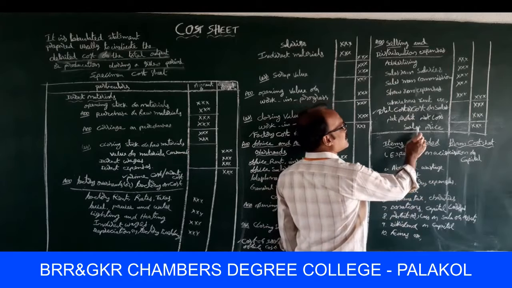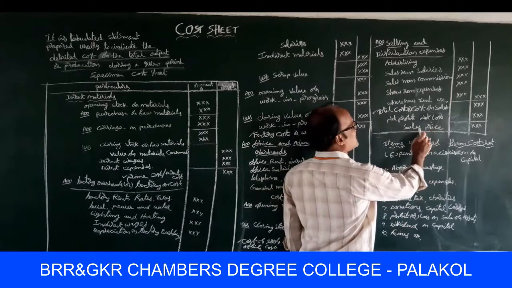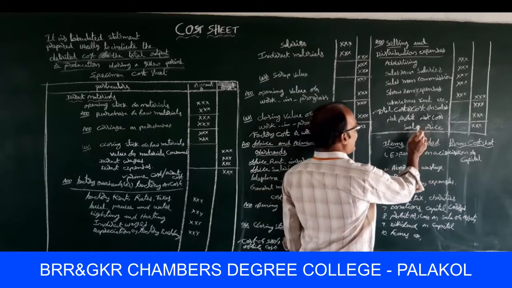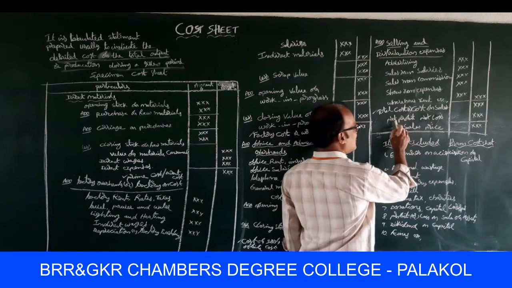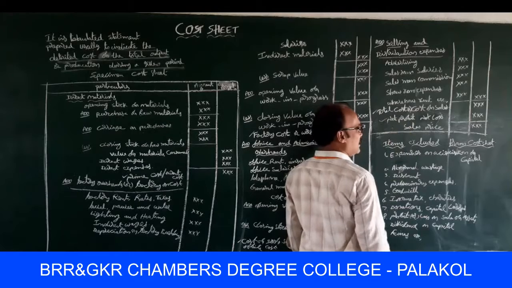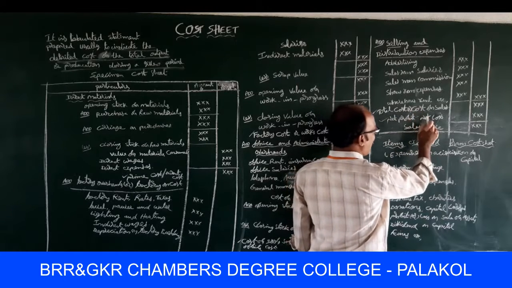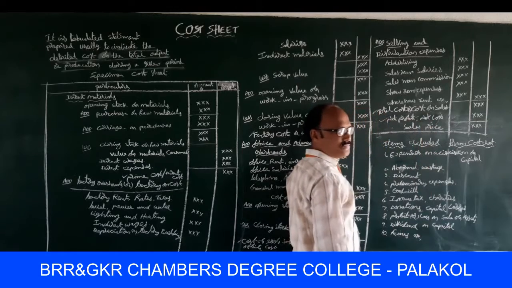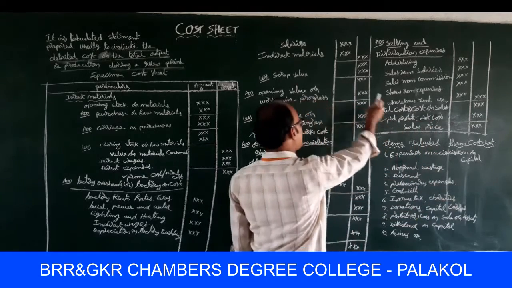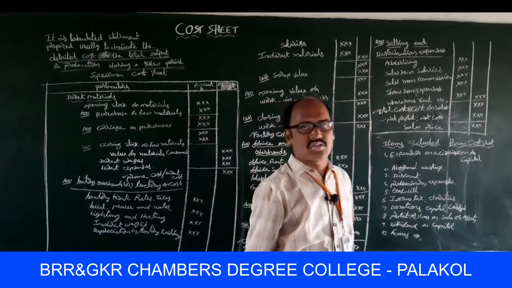Okay, next one, sales price. If sales price is available in the problem and sales price is greater than total cost, then we get the net profit. If sales price is less than total cost, then we find out the net loss. So this is the specimen for preparation of cost sheet.